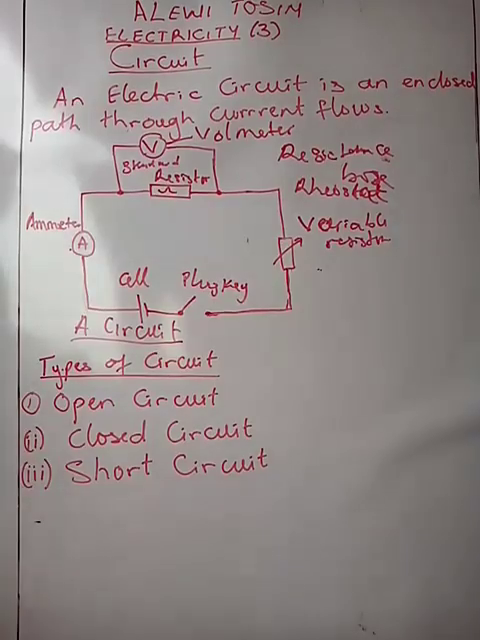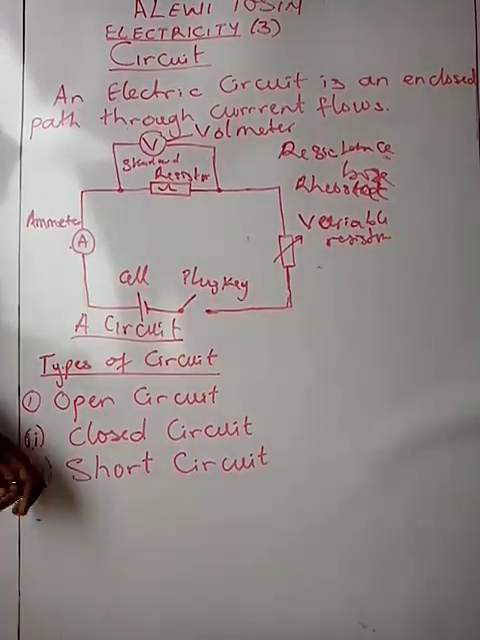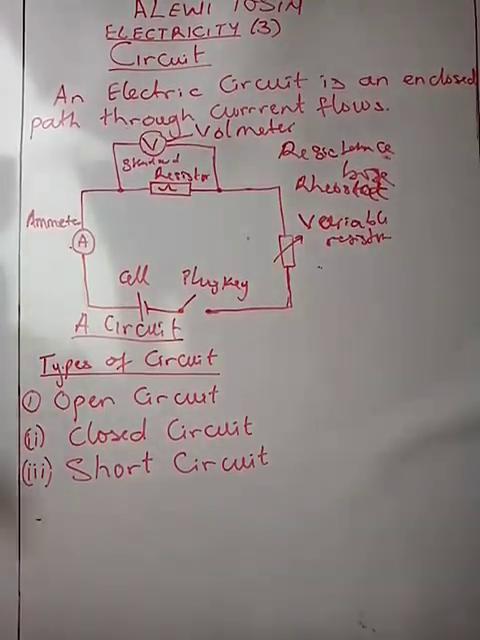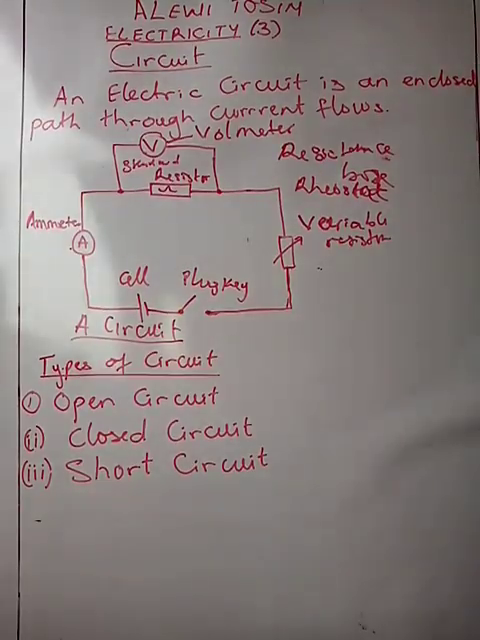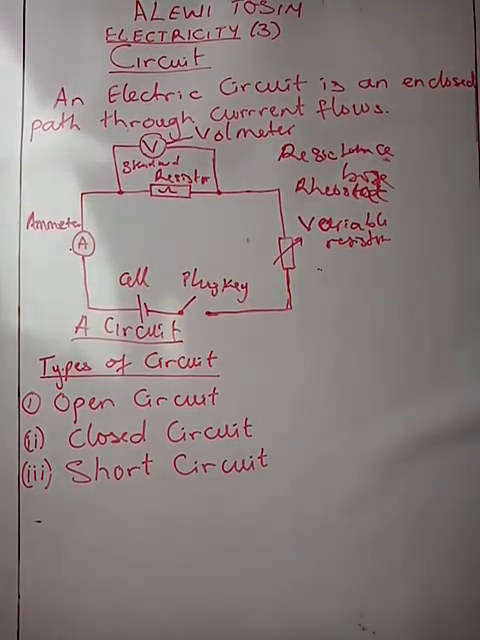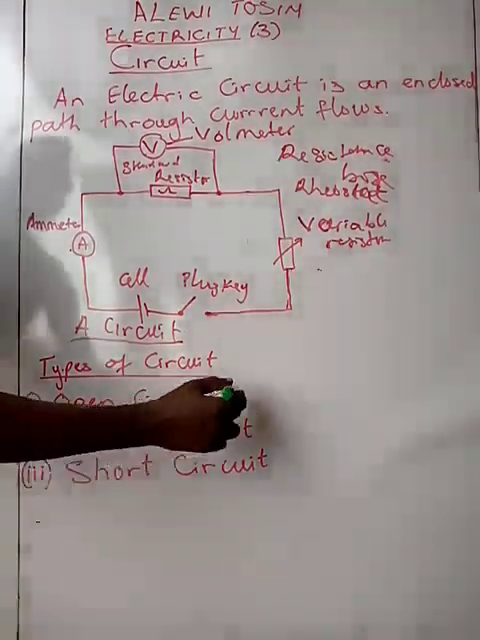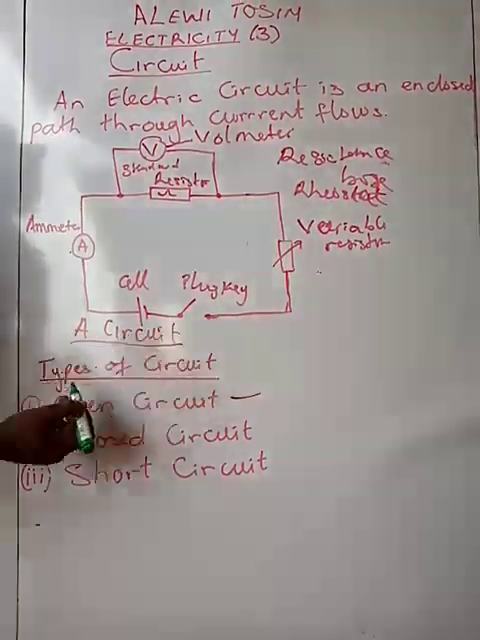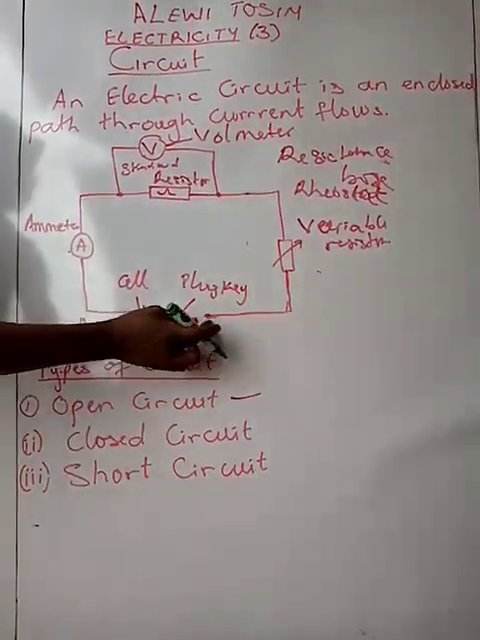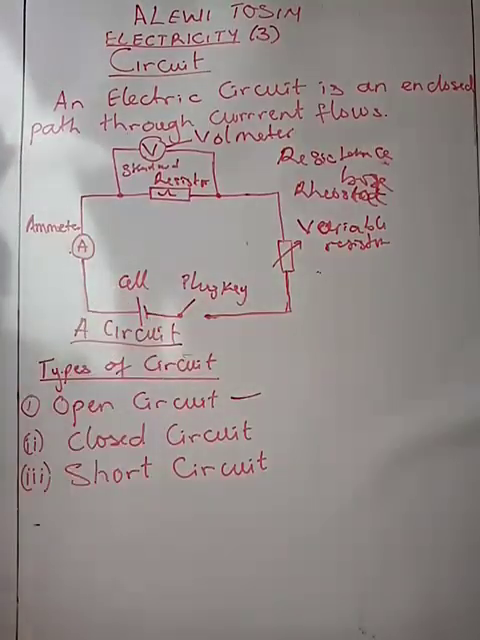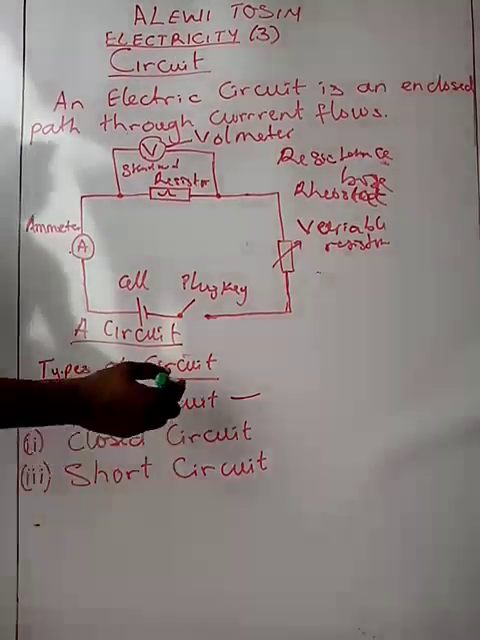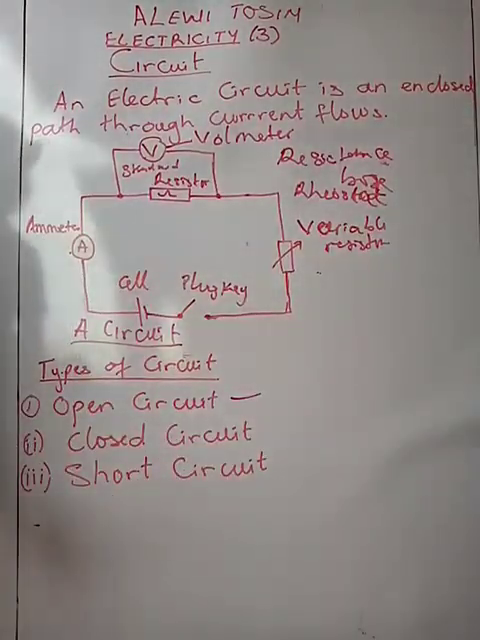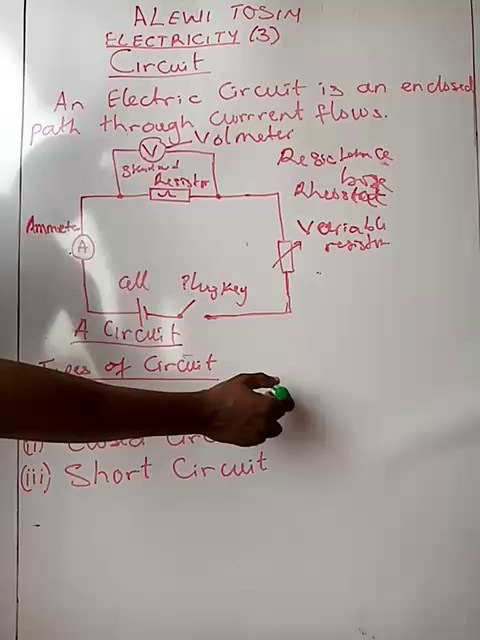Now, let's take types of circuit. We have the open circuit, the closed circuit, and the short circuit. What is an open circuit? An open circuit refers to a circuit whose key or gap is open. We call this gap the key. When it is open, it does not permit free flow of current. We call that kind of circuit an open circuit.